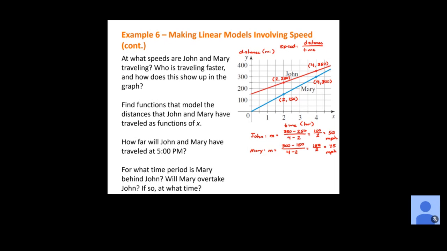Now, the second part of that question is, who's traveling faster? Well, Mary is traveling faster, right? And how does that show up in the graph? If we look at our graph here, notice that Mary's line, the blue line, is steeper than John's line. And so Mary's rate of change is higher, faster, than John's. So we can actually just look at the graph in this case and tell that Mary is traveling at a faster rate of speed because her slope is steeper than John's.